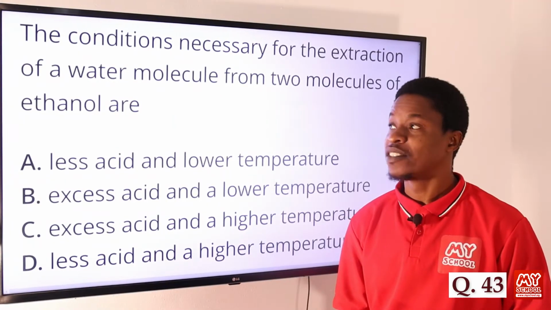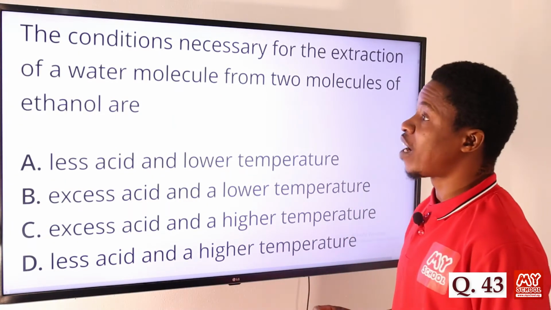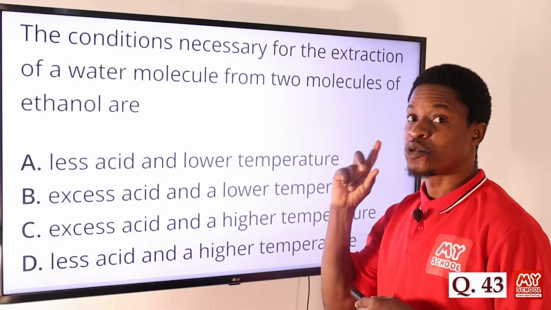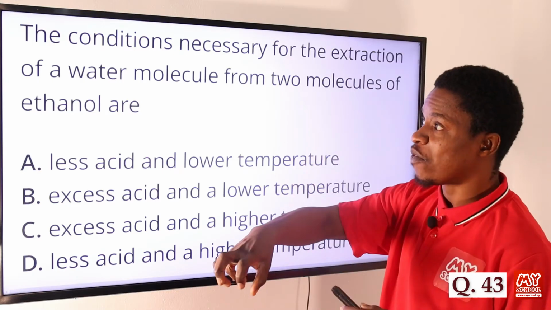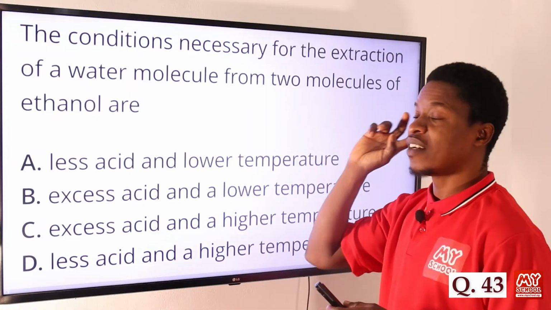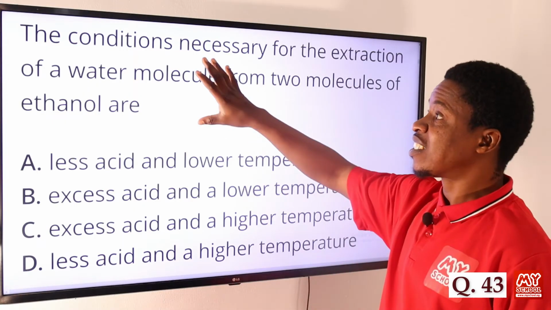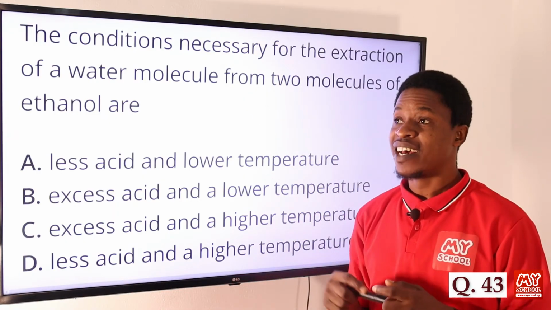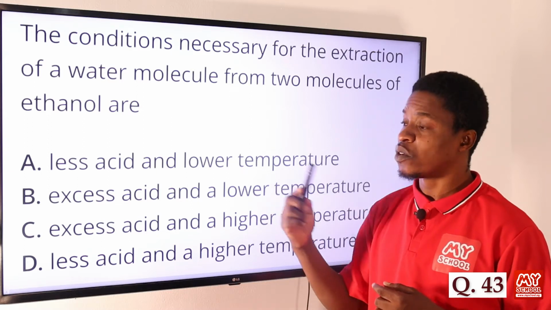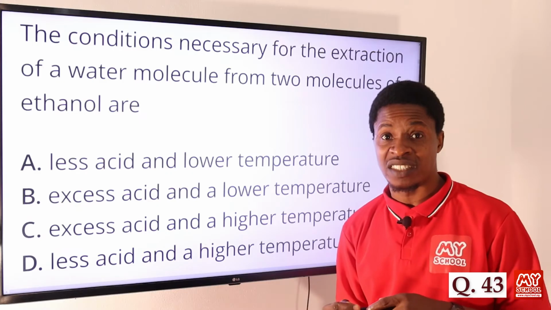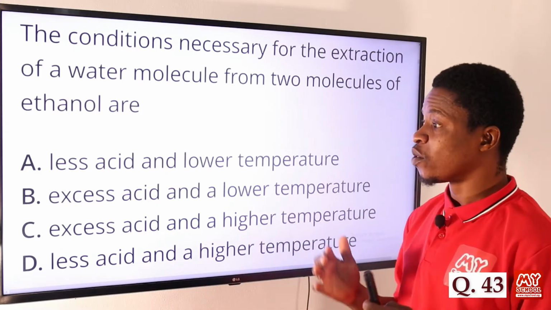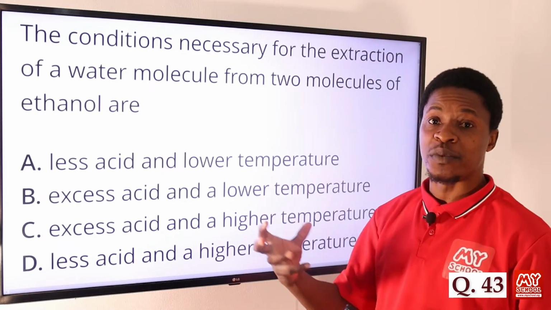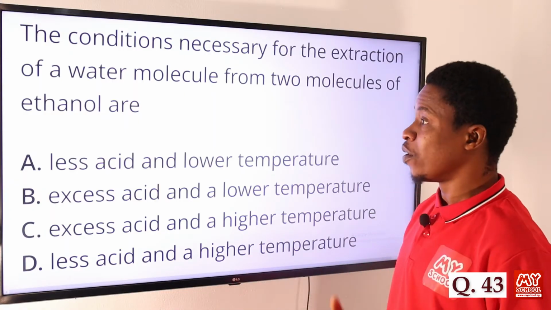Let's move on to question number 43. The conditions necessary for the extraction of a water molecule from 2 molecules of ethanol are, first of all, this reaction will take place in the presence of concentrated sulfuric acid, that's H2SO4. Apart from that, the temperature at which this reaction is going to take place is around 140 degrees Celsius to 170 degrees Celsius, which is a high temperature. And then the ethanol has to be in excess, excess ethanol solution.